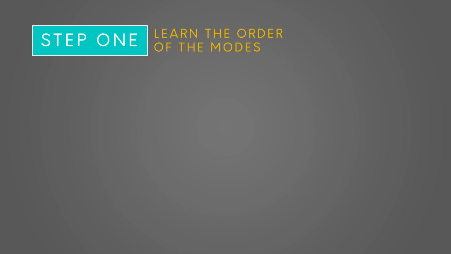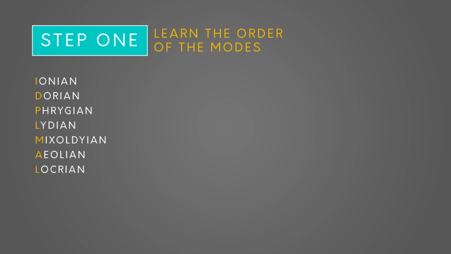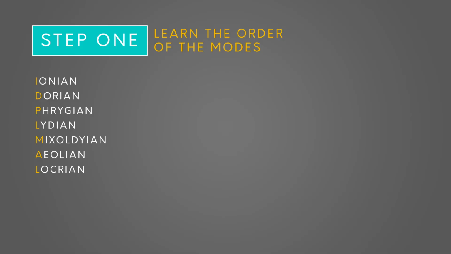So step number 1, learn the order of the modes. In order for us to determine which mode we're in, we need to know their order, which is as follows: Ionian, Dorian, Phrygian, Lydian, Mixolydian, Aeolian, and Locrian. All of those are fancy Greek names that have nothing to do with Greece. So that can make remembering them very difficult. But I like to use this little mnemonic device. I don't particularly like my aunt's lasagna. I have found that very helpful. You will notice that there are 2 that start with L, Lydian and Locrian, and for that you can remember Locrian is last.